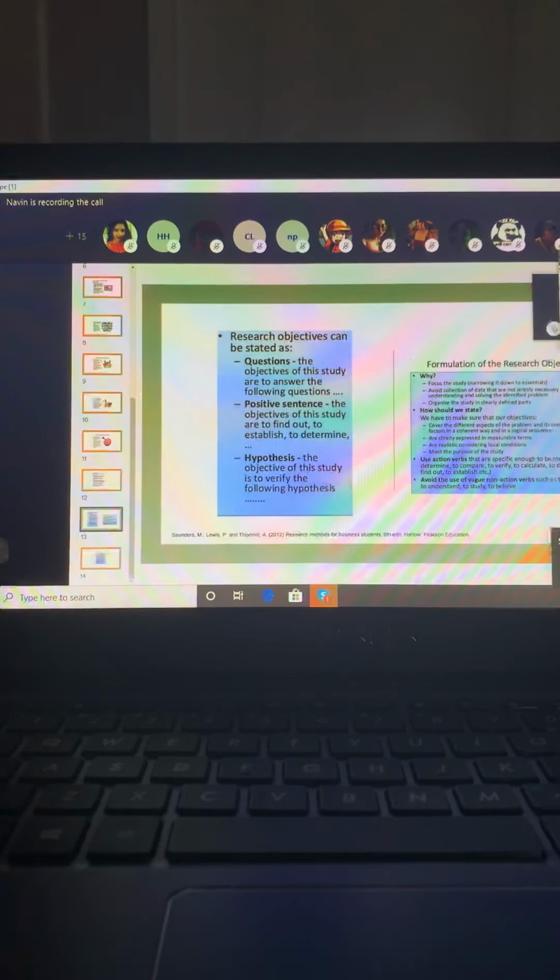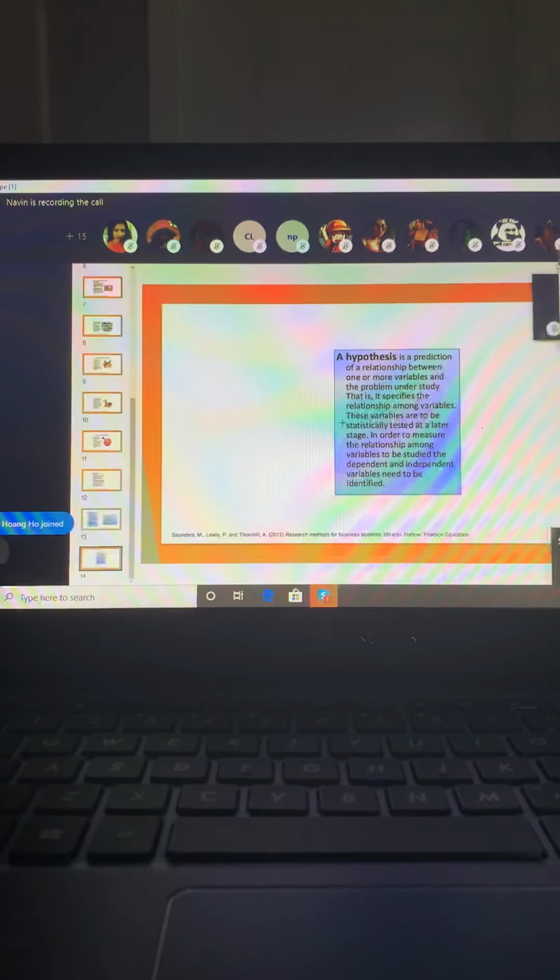Now we go to formulation of research objective. It is very, very important, because you need to know the purpose of why you are doing the research. You need to use very specific words, for example, to describe, to study, to compare. You cannot use words such as appreciate or understand. Try to be very precise.